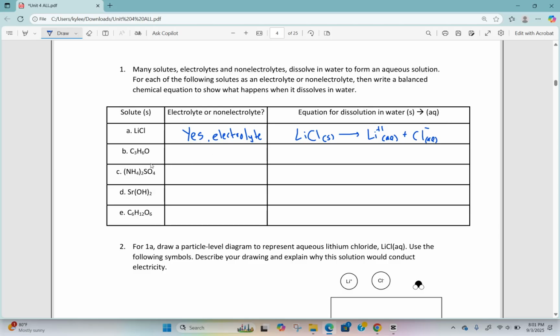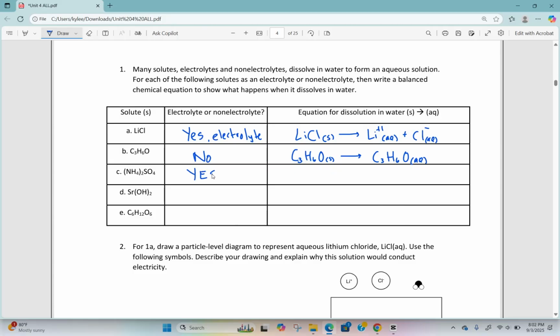If I have something that is covalent, that is going to be no. It is not going to conduct electricity. And so if I wanted to show something that's covalent, changing from a solid into a liquid or dissolving, it is not going to break apart at all. The only thing we would do to show that is that we would change that to be aqueous to show that it's been dissolved in water.